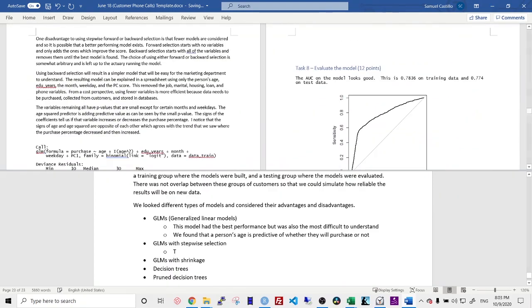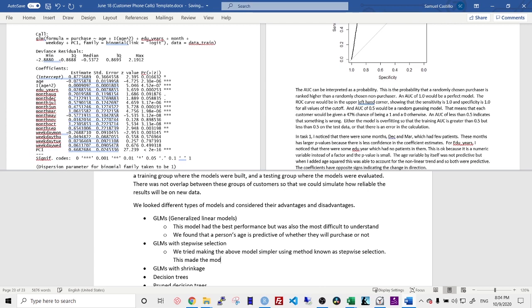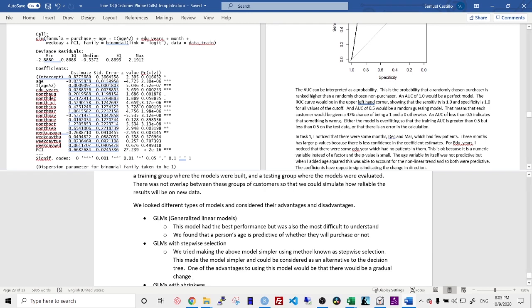There's the PCA. So to simplify, we tried making the above model simpler using a method known as stepwise selection. This made the model simpler right here, and actually could be considered as an alternative to the decision tree. So one of the advantages to using this model would be that there would be a gradual change in the customer's. Now you were basically trying to predict whether or not the customer will purchase or not. So if you use a GLM, let me just go back.